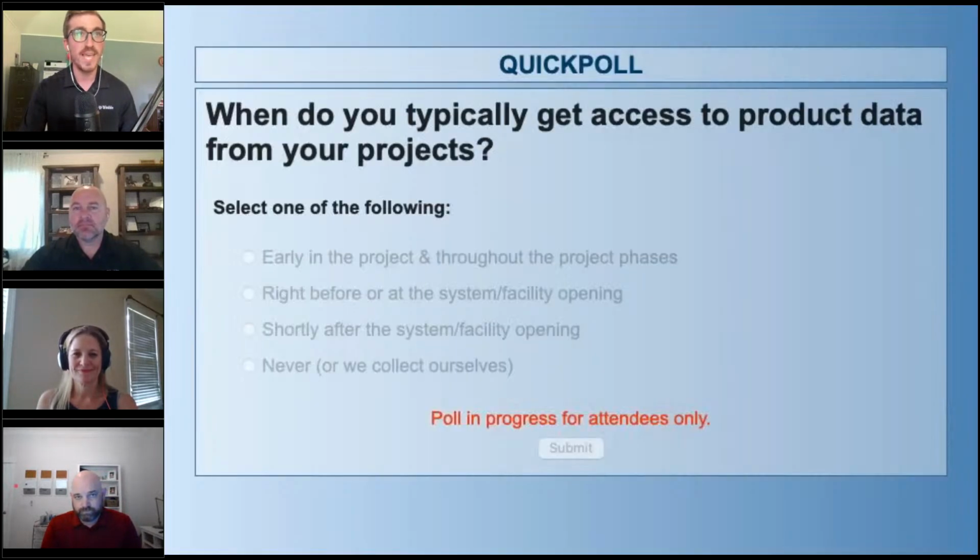So our first poll of the day we will launch before we get to our speaker presentations. Just curious, when do you typically get access to your product data? We're talking things like asset lists and O&M manuals from your projects. Are you getting that early in the project and throughout the project phases? Is it right before or at the system facility opening? Is it shortly after the system facility opening, or never? You just collect the data yourselves. Feel free to throw your answer into the poll. We'll give you all another 10-15 seconds or so here to answer the poll question, and then we will move on to our presenters.